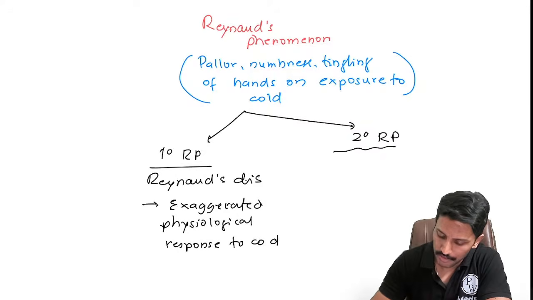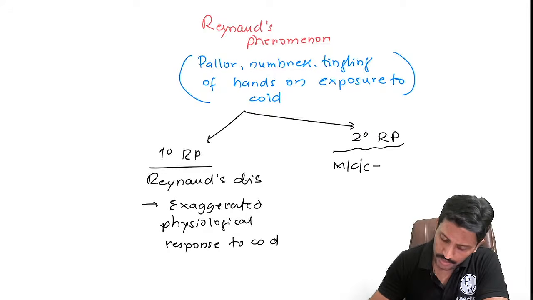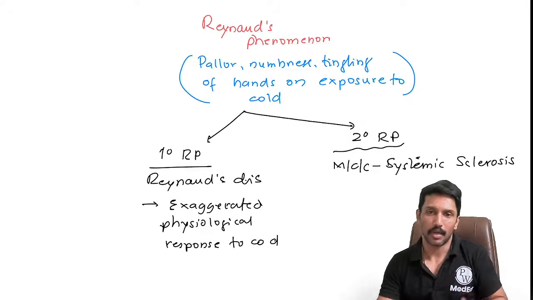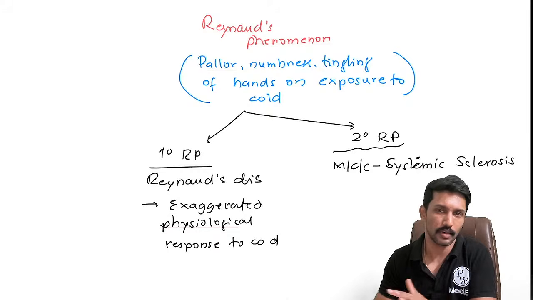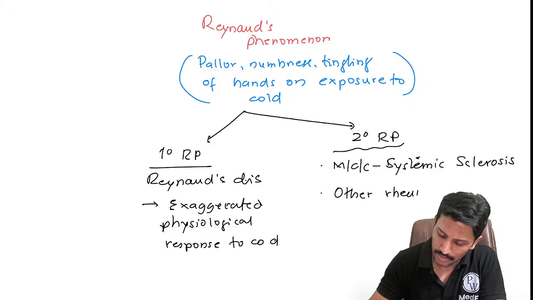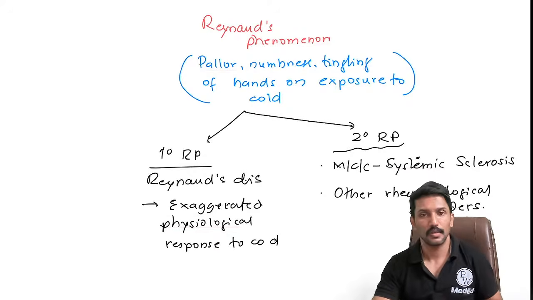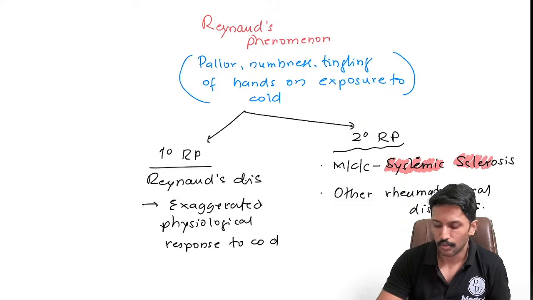But if the same manifestations are occurring because of some other disease, we call it secondary Raynaud's phenomenon. And the most common cause for secondary Raynaud's phenomenon is systemic sclerosis, or scleroderma. Scleroderma is a term routinely used for systemic sclerosis; the most accepted technical term is systemic sclerosis. Apart from that, you can also see it in other rheumatological disorders, but less commonly, like SLE, rheumatoid arthritis, and Sjogren's syndrome. But in any MCQ talking about Raynaud's phenomenon, the first thing that should strike your mind is systemic sclerosis.